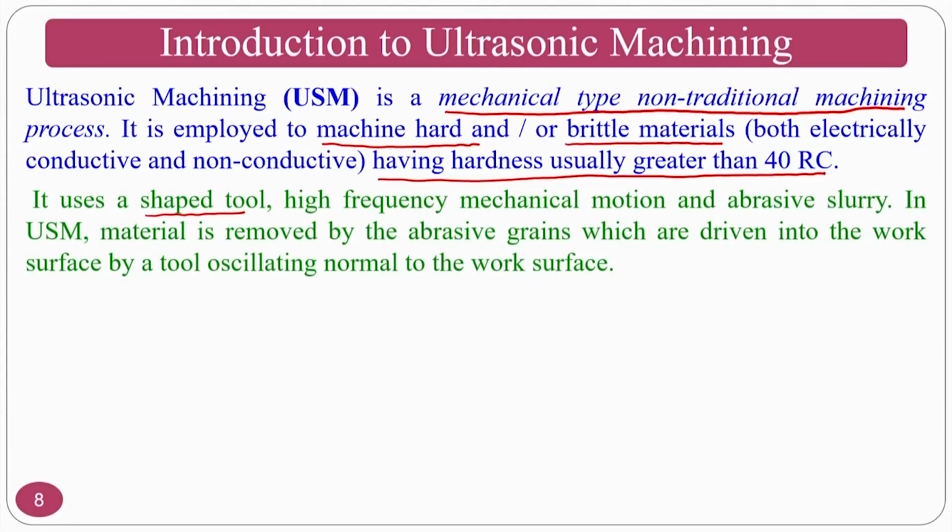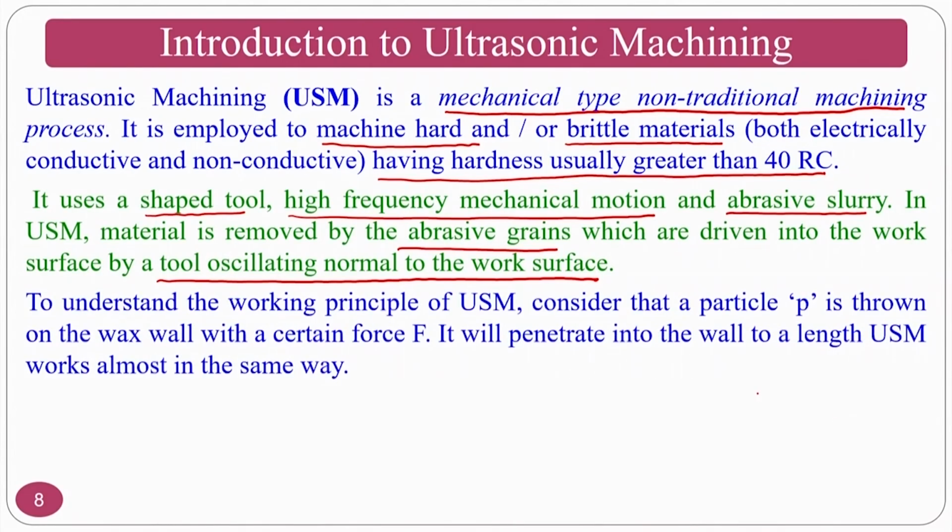So, high frequency mechanical motion is required to the tool, and the abrasive slurry also should be there. If the abrasive slurry is there, then what will happen? It will reciprocate and there will be a mechanical action. In the USM, material is removed by the abrasive grains, which are driven into the workpiece surface by the tool oscillating normal to the work surface, because of which the material removal will take place.